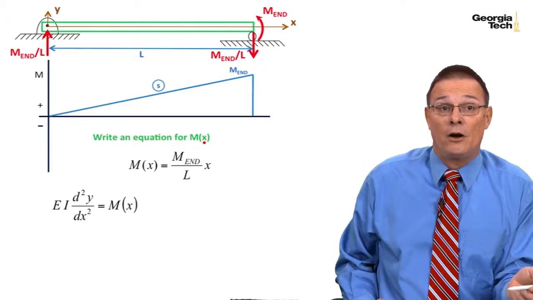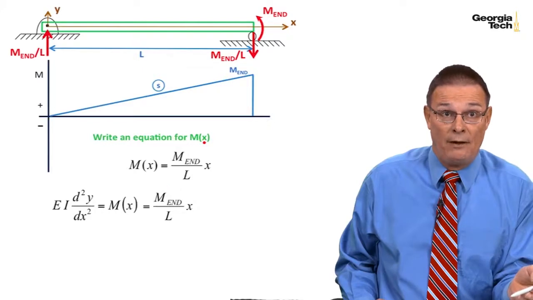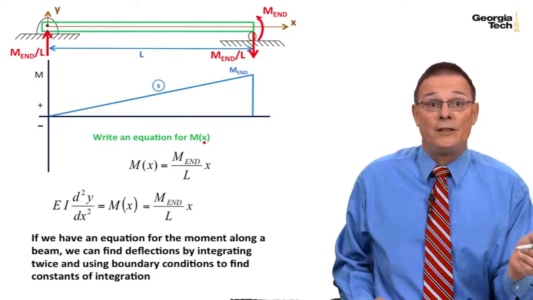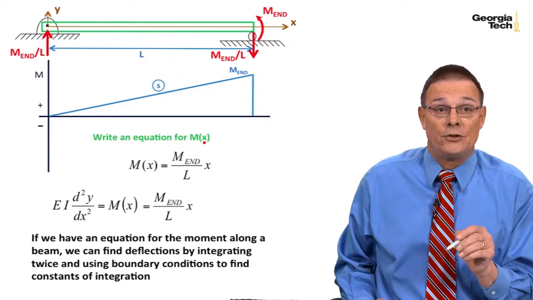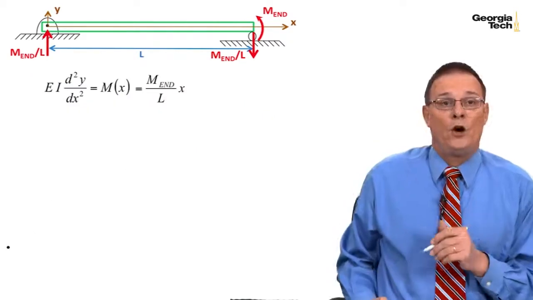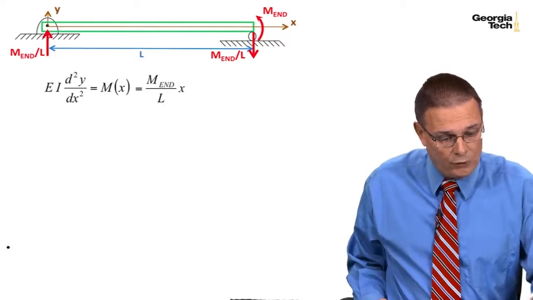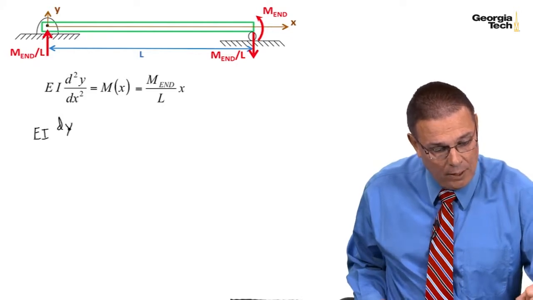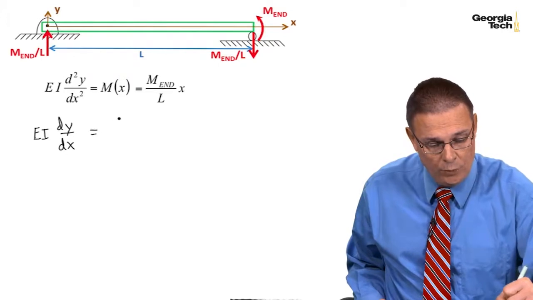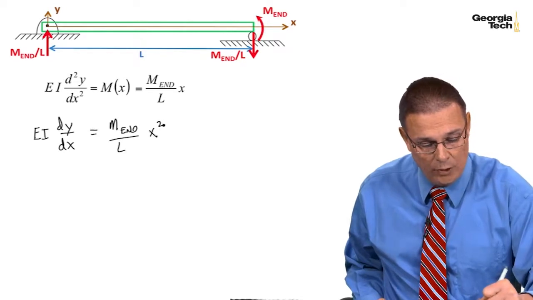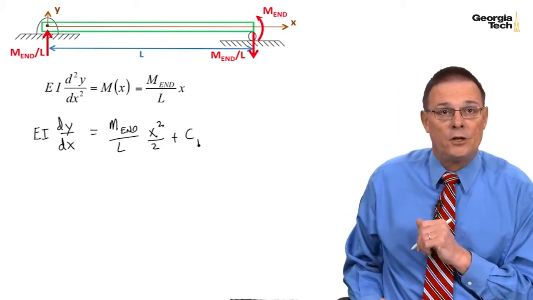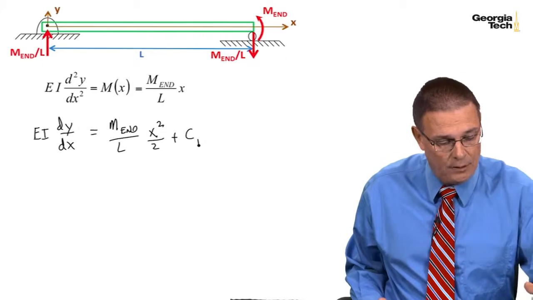Now we have our moment curvature relationship, and we have an expression for the moment as a function of x. So we're going to find the deflection by integrating it twice and using the boundary conditions to solve for the constants of integration. Here is our expression, and let's integrate once. EI dy/dx is equal to M_n over L, and the integral of x is x squared over 2, plus a constant of integration, which I'm going to call C1. Then we integrate again to find the deflection y.